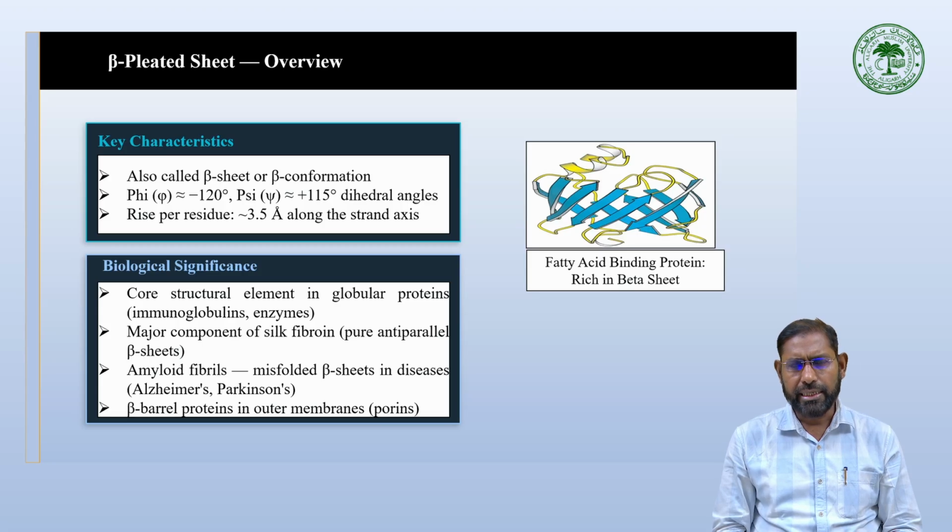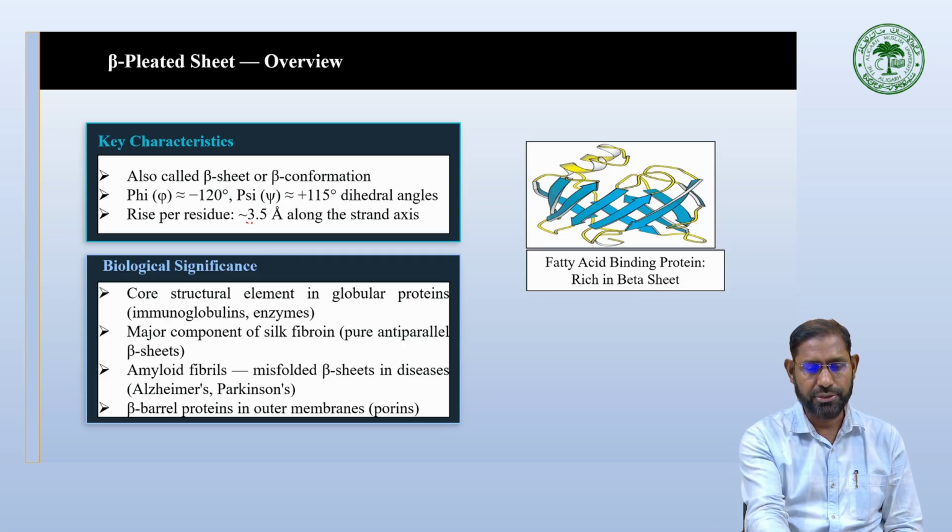What are the key characteristics of beta sheets? Also called beta conformation, because in a beta conformation phi is minus 120 degrees and psi is plus 150 degrees. This dihedral angle is very preferred in beta sheet rotation. And the rise per residue is 3.5 angstrom along the strand axis.